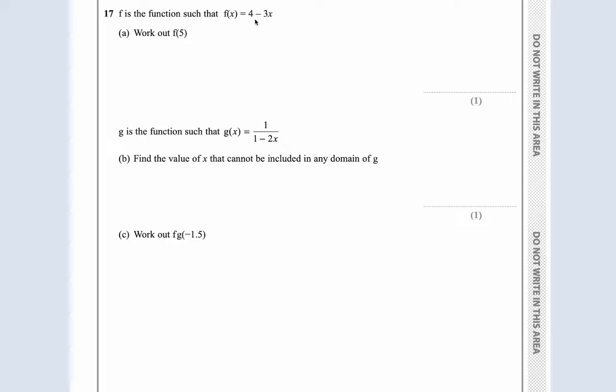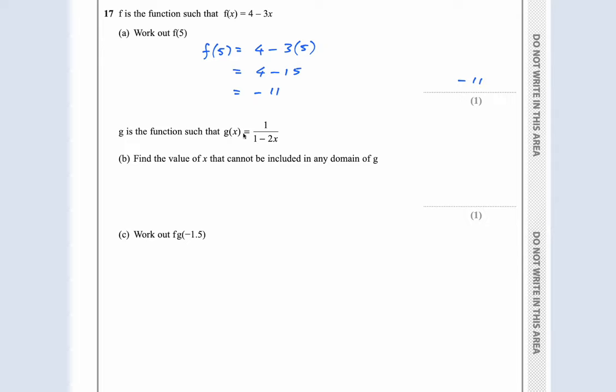f is the function such that f of x equals this. Work out f of 5. Right, that one, guys, I think is easy. f of 5 is just 4 minus 3 times 5, which is 4 minus 15, which is equal to negative 11.